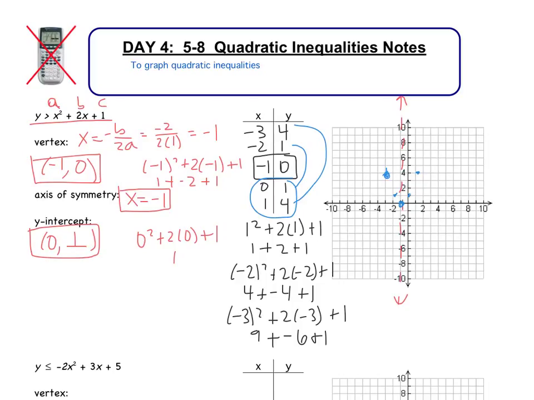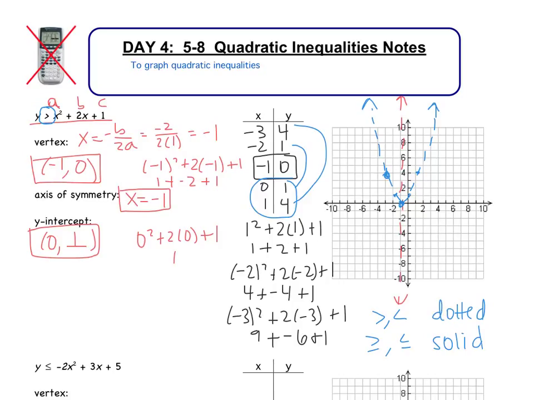Here's what changes now. Because we have y is greater than in our equation, this is going to be a dotted parabola. It's not solid because we don't have the equal. So remember from before, if I have greater than or less than, it's going to be a dotted or a dashed line. Greater than or equal to or less than or equal to is going to be a solid line.